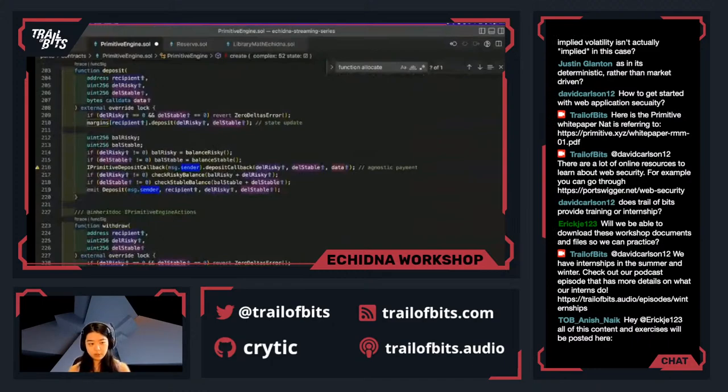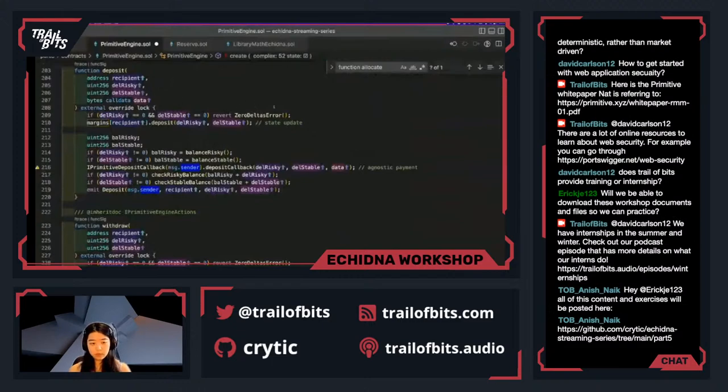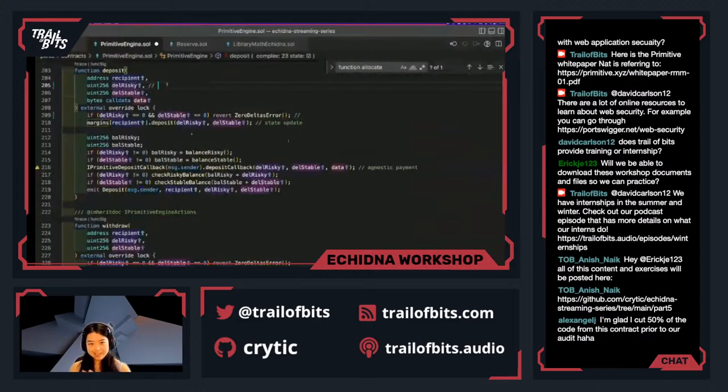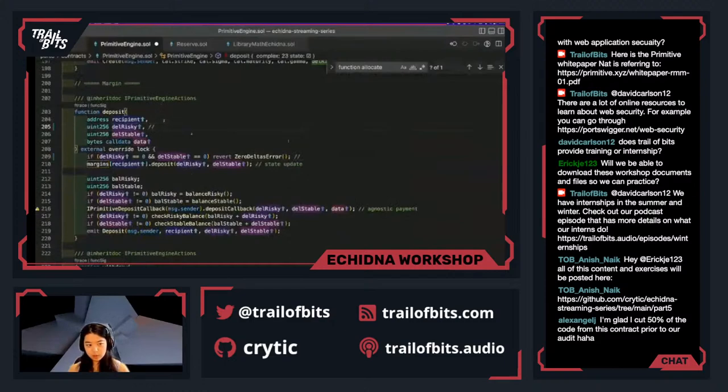This is the deposit function, which I alluded to earlier. If we take a very quick look, it basically ensures the amount that you want to deposit, so the delRisky. One thing to keep in mind within this code base is that the risky token doesn't necessarily mean that the token is riskier than the other. This is just terminology that's used in the code base to distinguish one token versus the other. So this incoming argument for delRisky is basically saying the amount of risky token to be deposited into the engine specifically. And then this stable is the amount of stable token to be deposited.